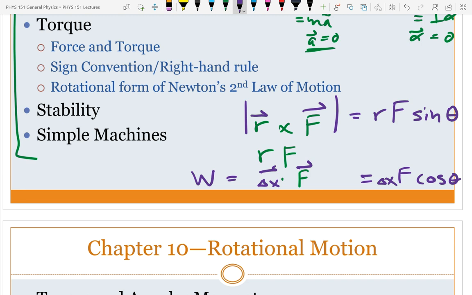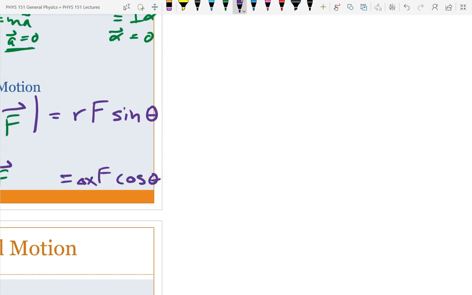With dot products, the order doesn't matter. So it's the same answer whether F is first or delta X. With cross products, the order matters. R cross F is equal to minus F cross R. And so you have to keep that order straight, and you have to be able to use the right-hand rule. So just very quickly, the right-hand rule: if I have A cross B equals C, my rules are very simple.